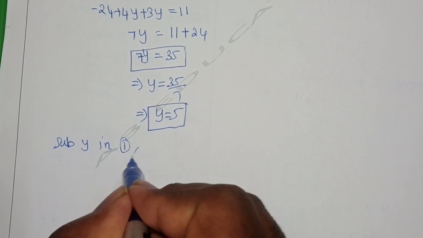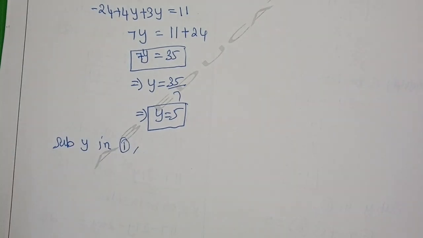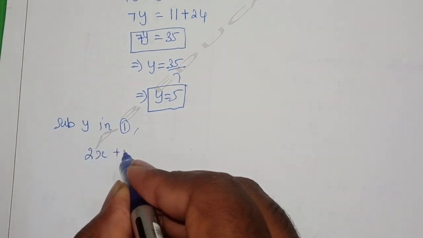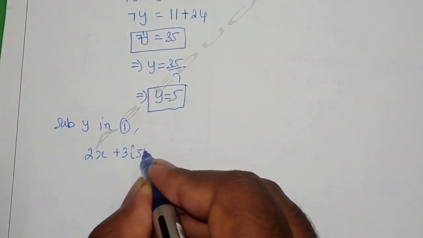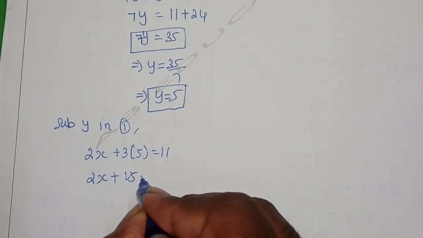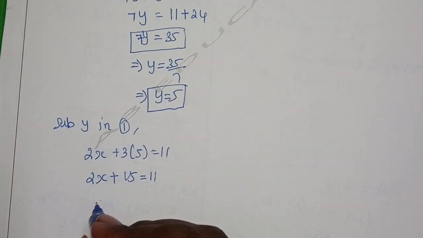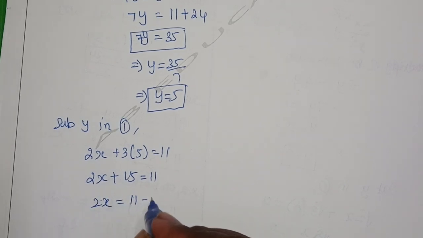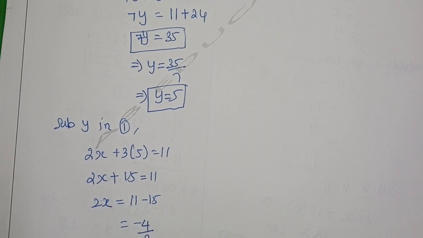Therefore, substitute y in any equation as you wish. I will take the first equation: 2x plus 3y, y means 5, equal to 11. 2x plus 15 equal to 11. Therefore, we get 2x is equal to 11 minus 15, which is minus 4, divided by 2, which is minus 2.